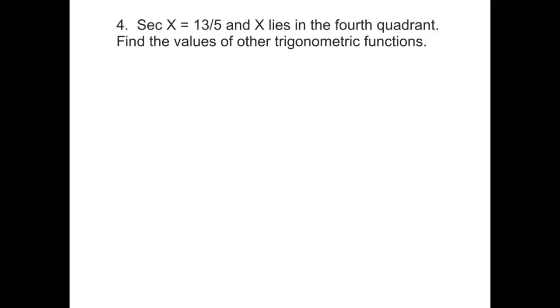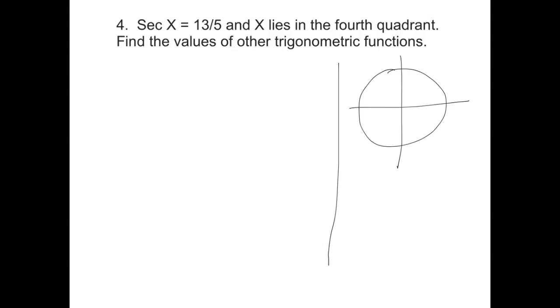cot x. Now, when we are given the quadrant in which an angle lies, we should first try to get an idea about the signs of the different trigonometric functions in that quadrant. And we can do this by looking at the unit circle, which is a very useful concept. So let's say we have a unit circle here, and this is quadrant 1, 2, 3 and 4, and our angle x lies in the fourth quadrant, so this could be a possibility for our angle x.